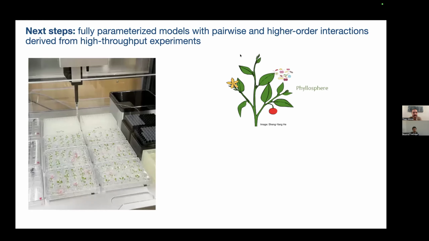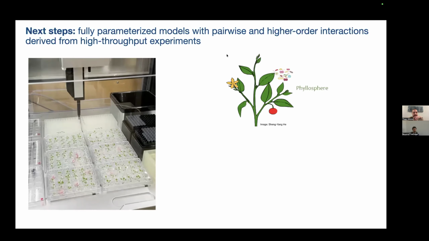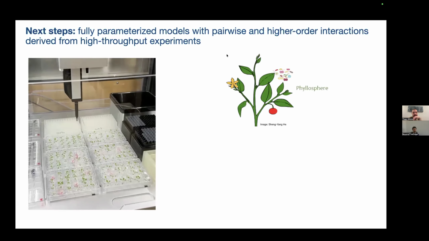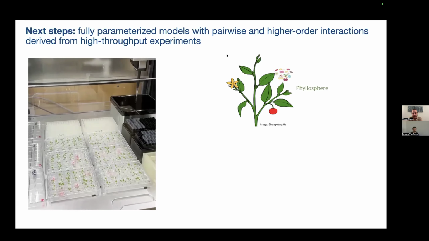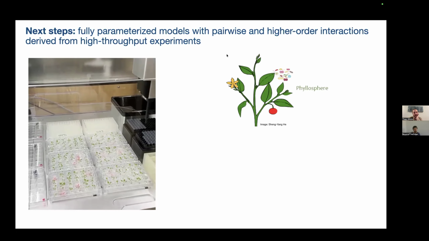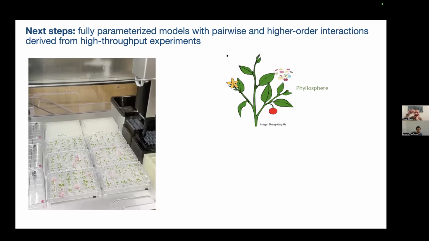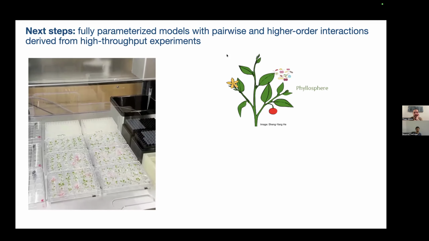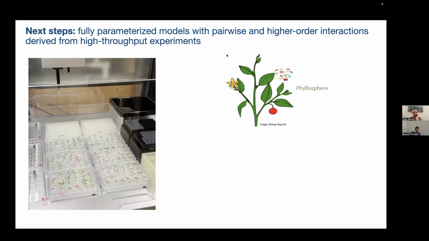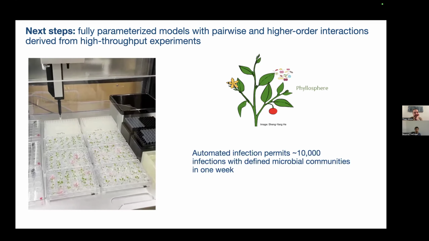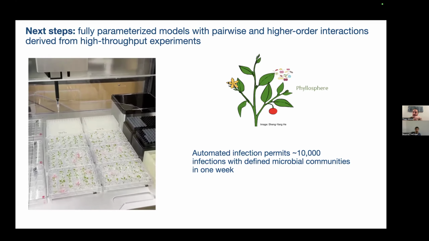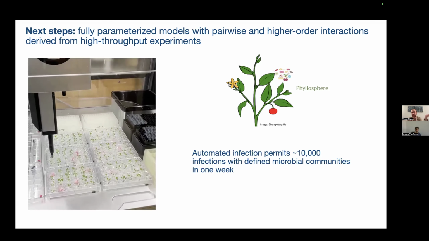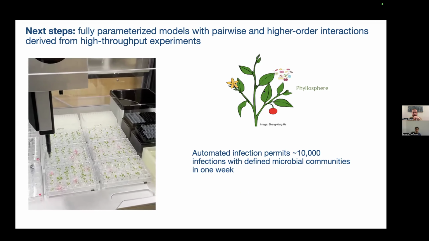And the nice thing here is that we can use this automated pipetting system to infect many plants very rapidly. So this little pipette tip here is picking up different bacterial combinations from the wells at the top of the video, and then just dropping them down onto a bunch of plants which are grown in these well plates. And so with this system, we can infect something like 10,000 different plants with defined microbial communities in 1 week. So that's something like 10,000 different ecological communities that we can then study.